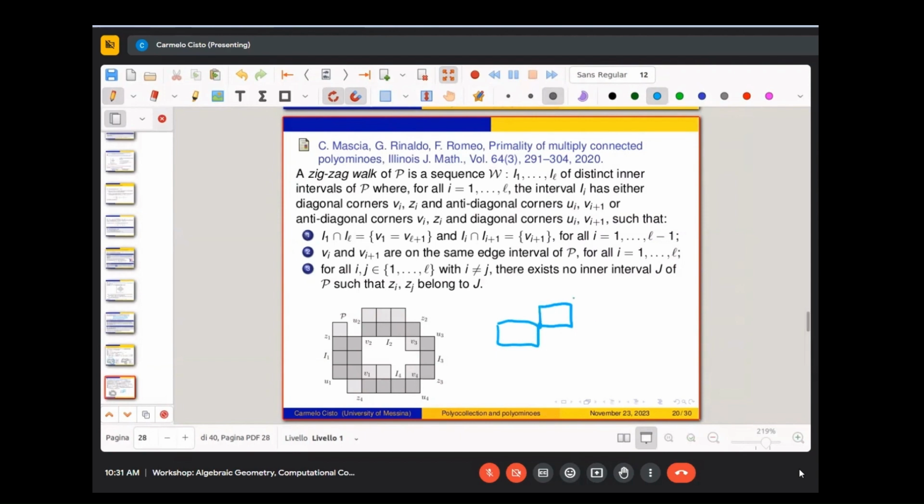The second property is that, for instance, this configuration is not allowed. It is not allowed because we want the two consecutive intersection points to belong to the same edge interval. That is, this is not allowed because this does not belong to the same horizontal interval, but we need something like this.